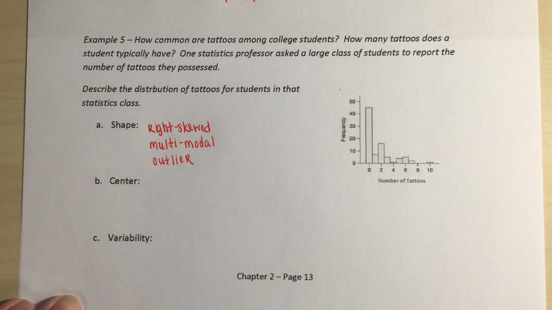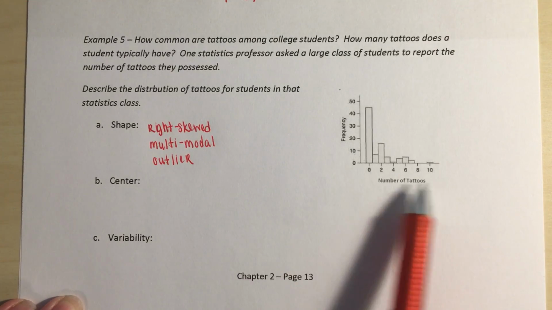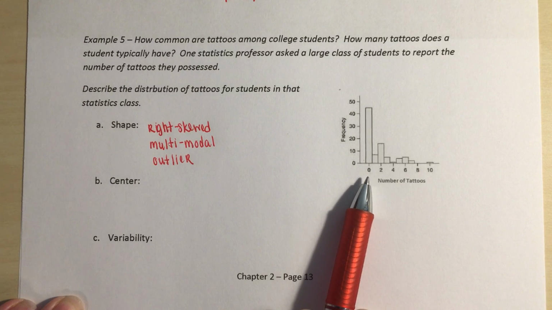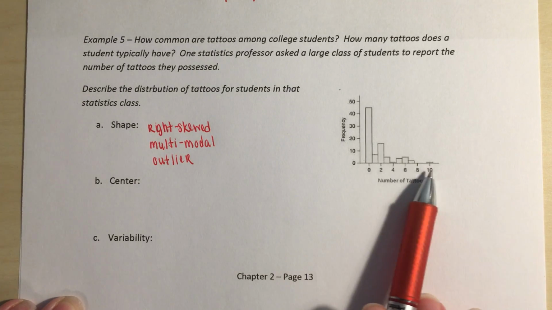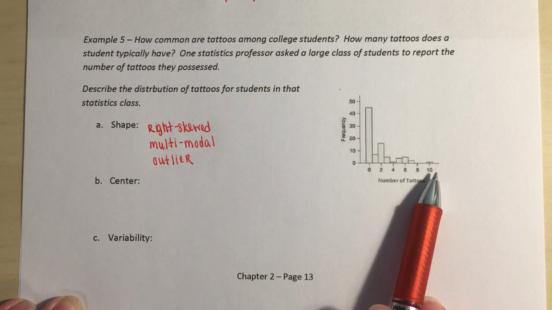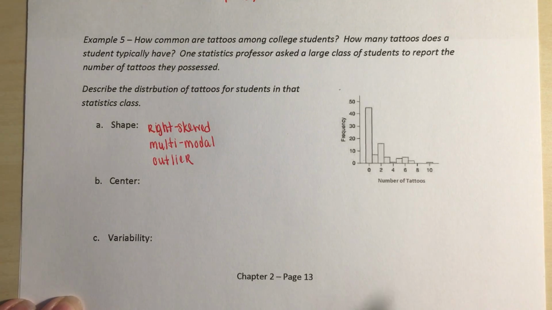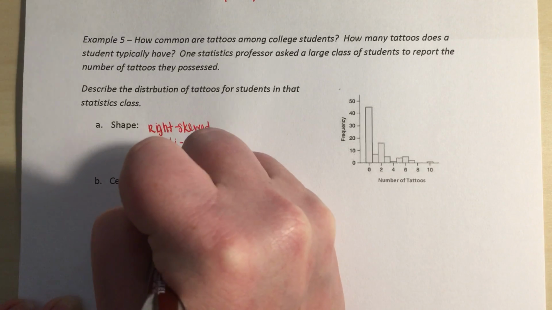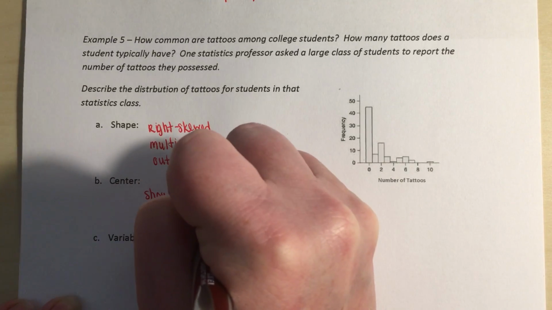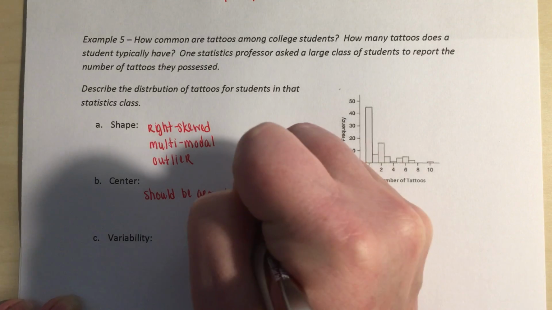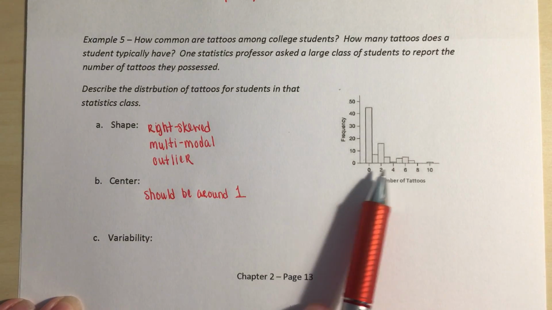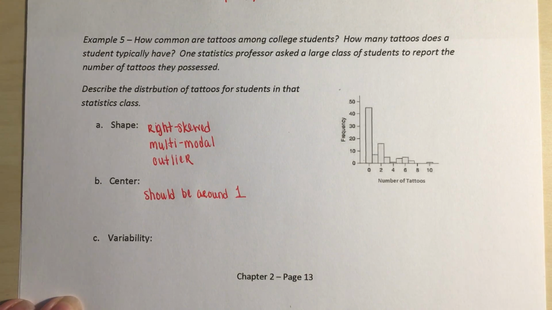As far as our center goes, our center is our halfway point. I would guess in this case, it looks like a good portion of our data here is at 0. And then the other half of our data is going to be over to the other side. So our center should be around 1. If we were to tally up the frequencies, we'd probably have half at 0 and half at 1 or more.